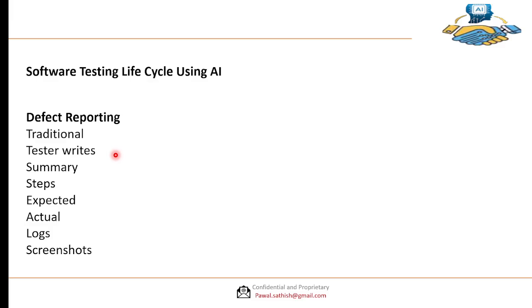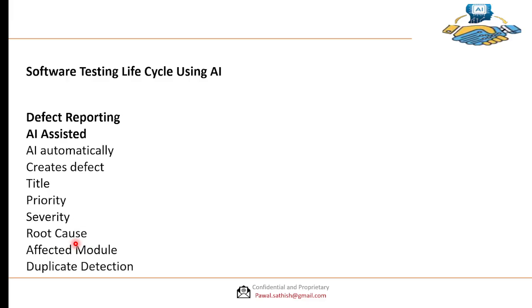Next, we'll use AI in defect reporting. If we are not using AI in defect reporting, the traditional approach is that the tester identifies the issues, then writes the summary, steps to reproduce, expected result, actual result, logs, and attaches the screenshot. But using an AI assistant, AI automatically creates the defects. It will write the title, identify the priority, severity and root cause, and it will also do duplicate detection and identify the affected modules.